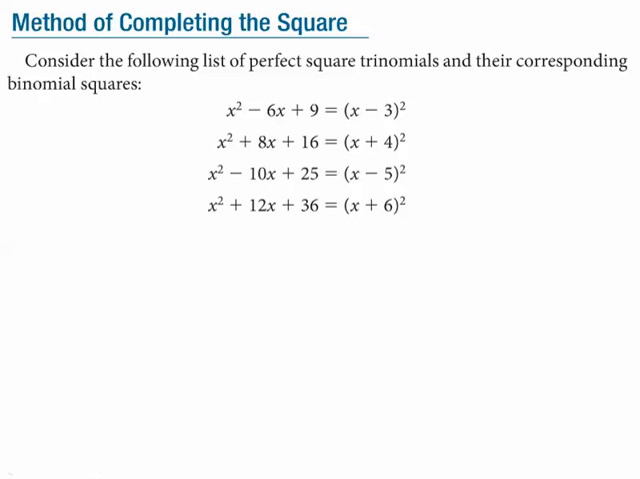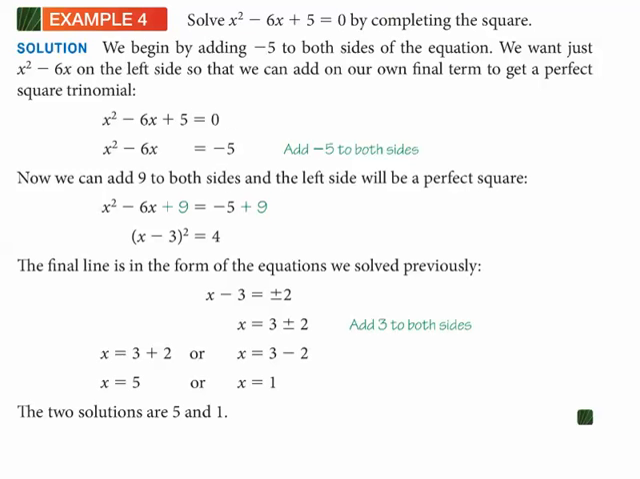I thought the book went a little bit too fast. Let's take a look at the example first here. So example number 4. We have x squared minus 6x plus 5. Notice that is not a perfect square, right? In fact, negative 6 divided by 2 is negative 3, and negative 3 squared is 9. There should have been a 9 in here, right? Not a 5. So here's what we do.